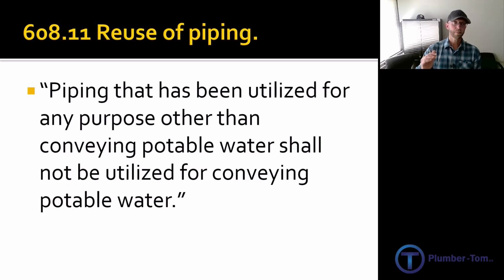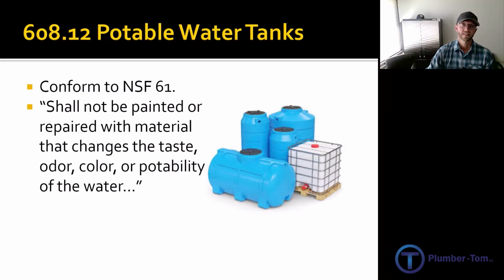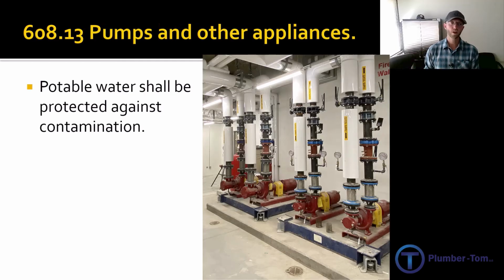608.11 says, piping that has been utilized for any purpose other than conveying potable water shall not be utilized for conveying potable water. Obviously, this means don't ever reuse pipe for potable systems. Maybe it's useful in some mechanical setting outside of potable, but never bringing used pipe into a potable system. 608.12 addresses potable water tanks. They have to meet that NSF 61 standard, and it says they're not supposed to be painted by anything that would affect the odor, color, taste, or whatever. 608.13 says potable water shall be protected against contamination from pumps and other appliances.